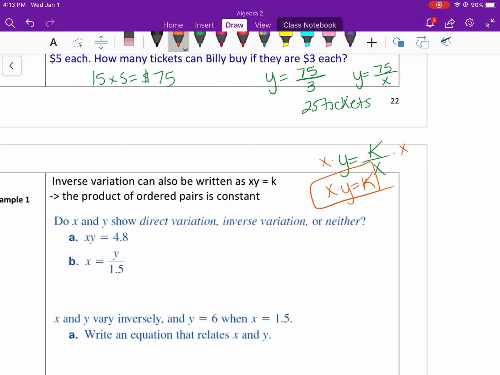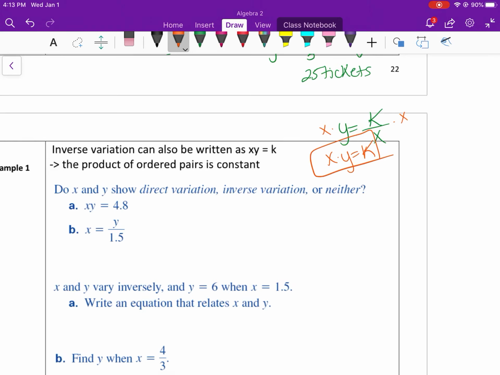do x and y show direct variation, inverse variation, or neither? So solve for y essentially. So in A, y would equal 4.8 divided by x, which means that that is inverse variation. Here, I'd have to solve for y. I'd have to multiply both sides by 1.5. So y would equal 1.5x. And 1.5 times x means as x increases, so would y. So this is direct variation.